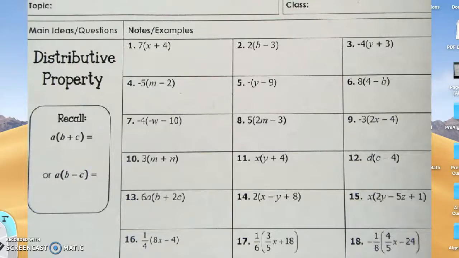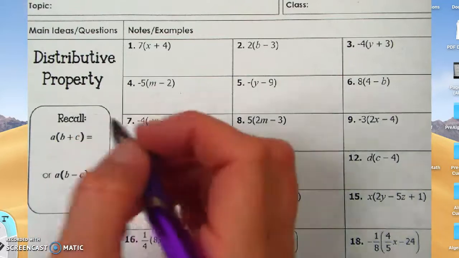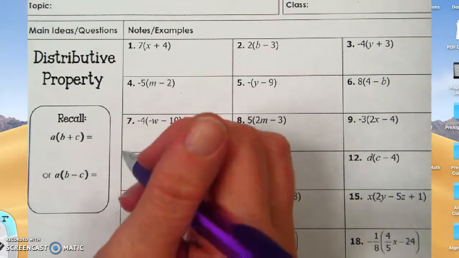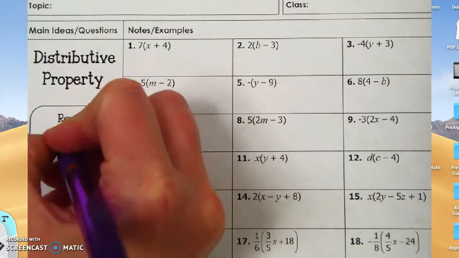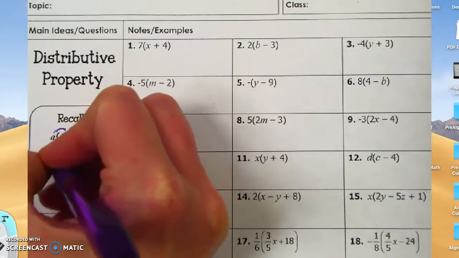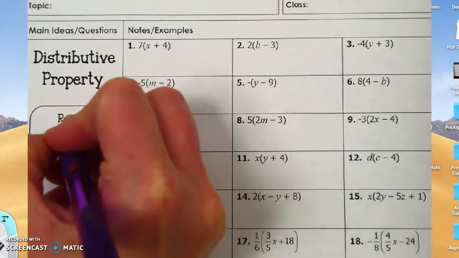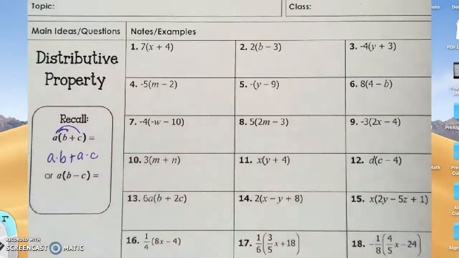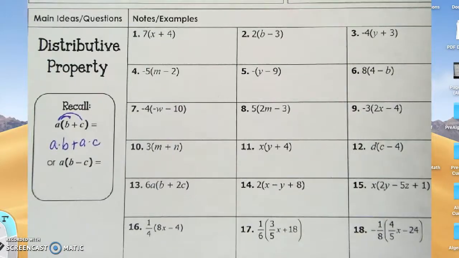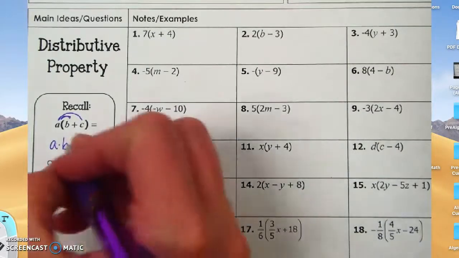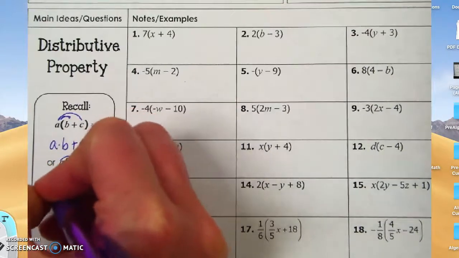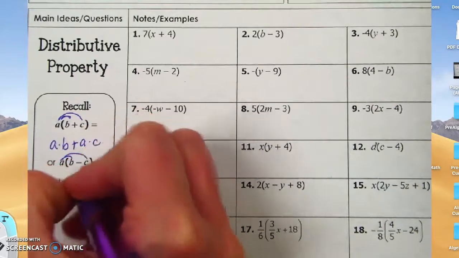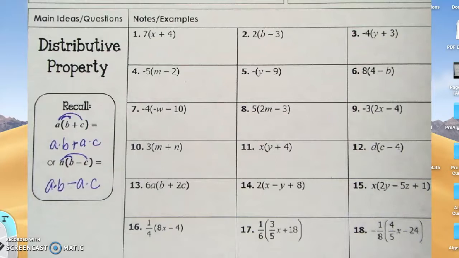Page 13 in our notes is about the distributive property. So we talked about the distributive property right at the beginning of the year. So we're going to do A times B plus A times C. So remember that means A times whatever inside the parentheses, which is B plus C. It also works if we have subtraction, so A times B minus A times C.